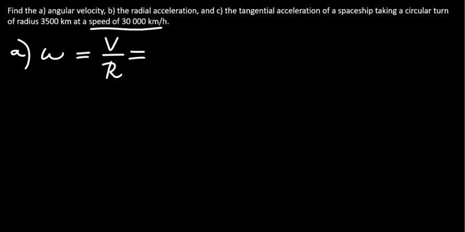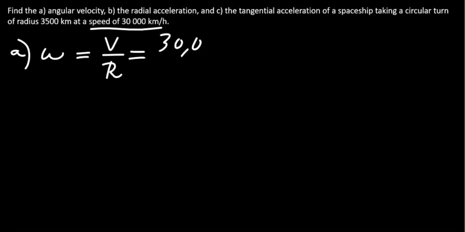Find the angular velocity, the radial acceleration, and the tangential acceleration of a spaceship taking a circular turn of radius 3,500 kilometers at a speed of 30,000 kilometers an hour. So let's do the angular velocity. Angular velocity in terms of the tangential speed is quite simply that tangential speed over the radius of that trajectory. So in this case, the tangential speed is 30,000 kilometers an hour.